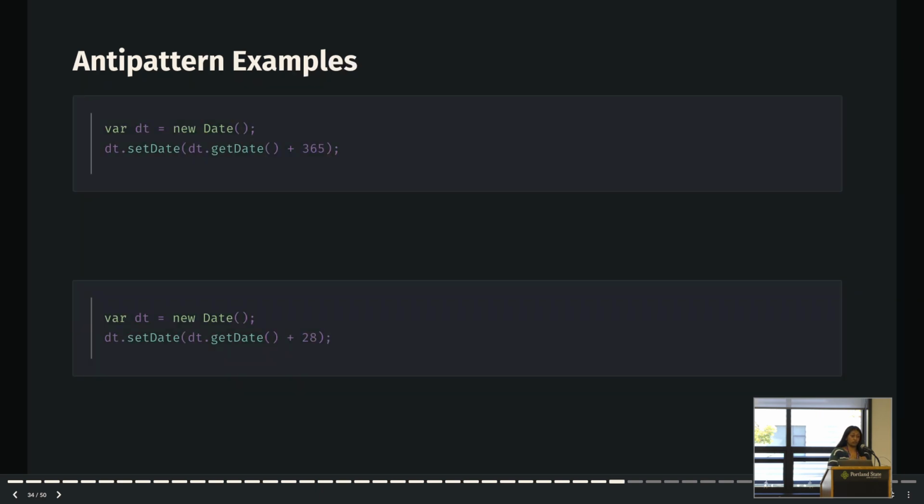Here are the 2 most basic examples of these anti-patterns in practice for JavaScript. For both, a new date object is created, and then a number of days is added as a constant using the setDate function. Each of these would be flagged by CodeQL for their use of 365 and 28, respectively. The correct solution in this case would be to use a proper datetime library rather than just doing simple constant addition like this.